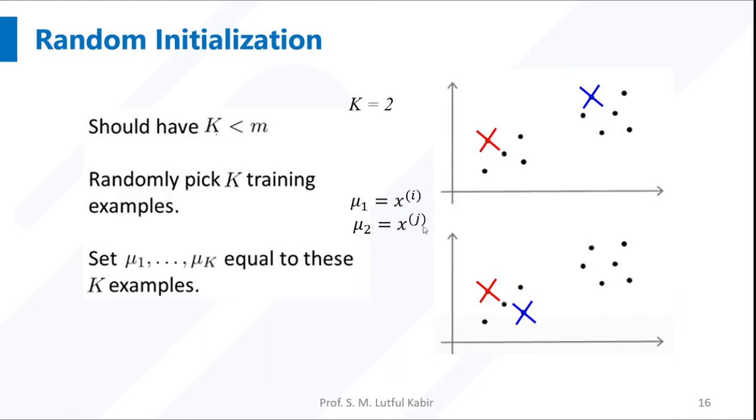i and j are the randomly picked data points. xi is one data point, xj is another data point. For example, in this case, this could be xi, this could be xj. Whatever the randomly picked points are, you set them as cluster centroids.